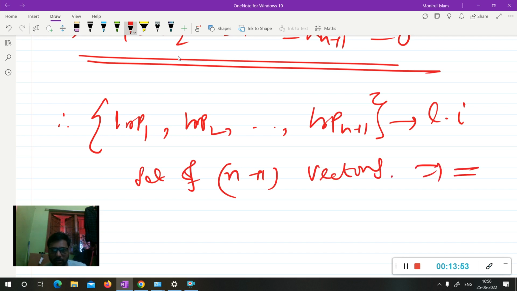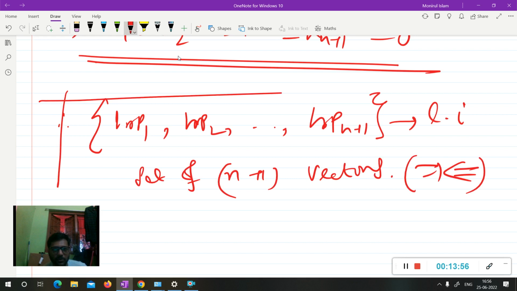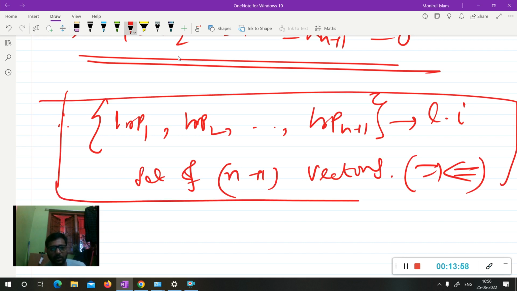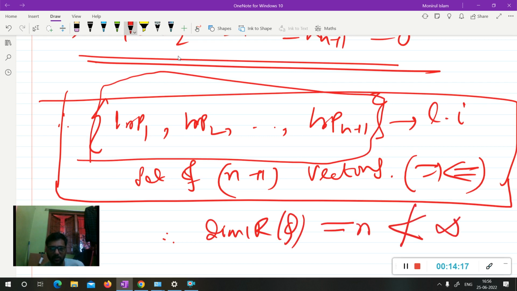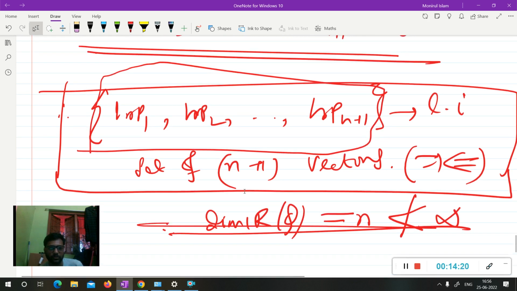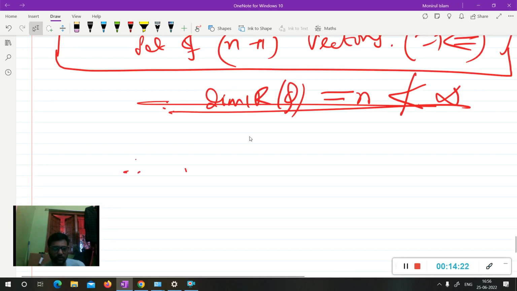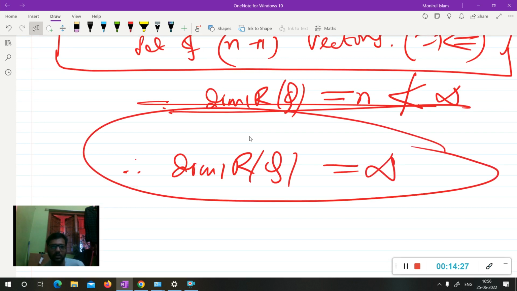And this is a contradiction. Because if I assume the dimension of R over Q is n, then the maximum linearly independent set of vectors would have n vectors, but here we find n plus 1 linearly independent vectors. This is never possible, so this gives a contradiction. So the dimension of R over Q is never finite. So what is possible? The dimension of R over Q will be infinite. So R over Q is an infinite dimensional vector space.